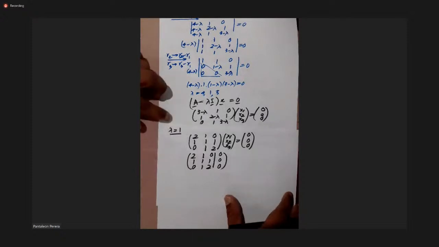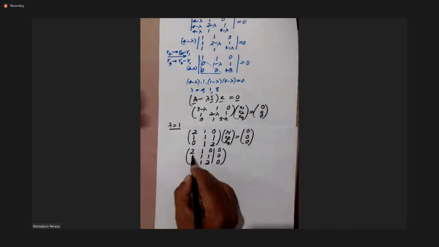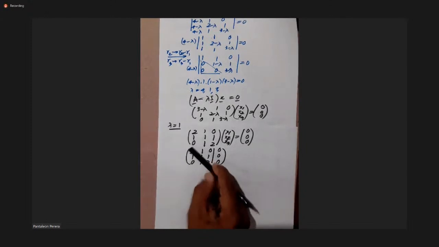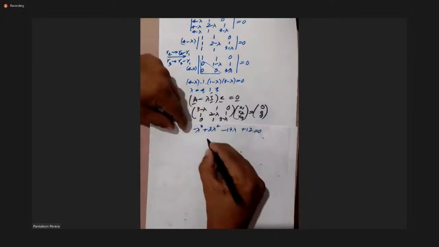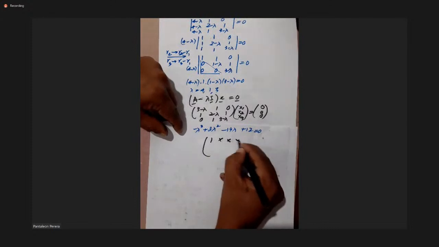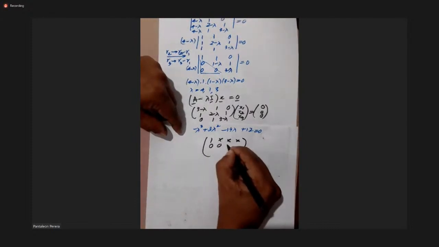Then you find the echelon form of this. Once you have the echelon form, you get the eigenvector straight away. The echelon form is like this, right? Echelon form is something like this one. We'll go for row reduced echelon form.